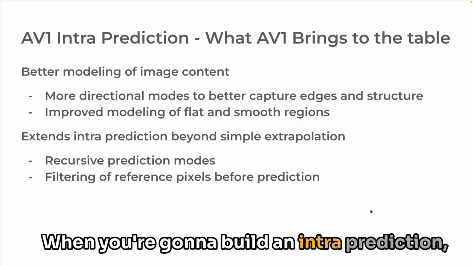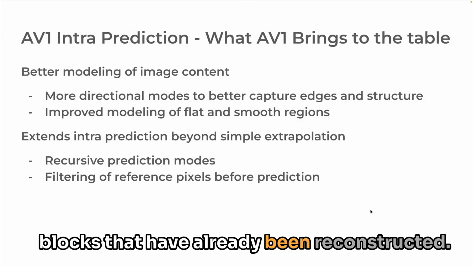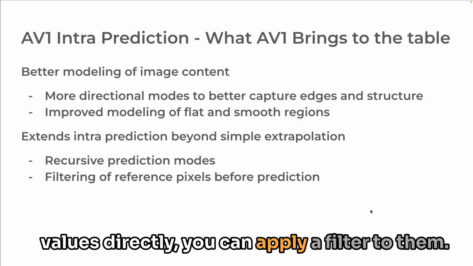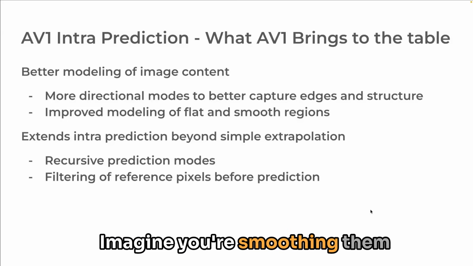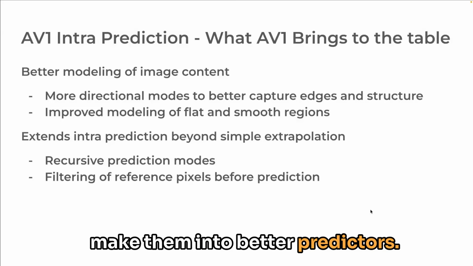When you're going to build an intra prediction, you're going to use neighboring pixels from blocks that have already been reconstructed. What you can do is, instead of using these values directly, you can apply a filter to them. Imagine you're smoothing them out. And the reason for that is to make them into better predictors.